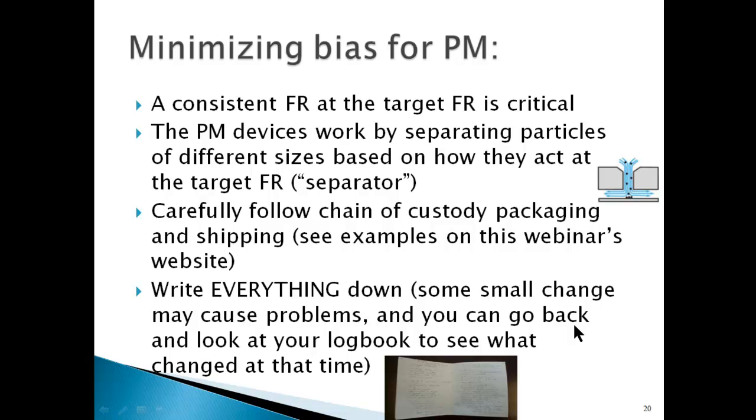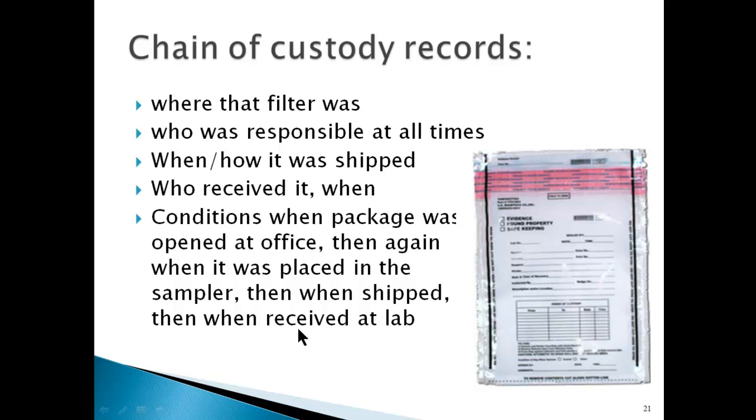If, for example, you see all of a sudden a jump in your particulate matter results coming back from your lab, you could go back and look at your logbook and see around that time when that change happened, what changed. And the only source you have for that are the detailed notes that you keep in your logbook. So, chain of custody records.